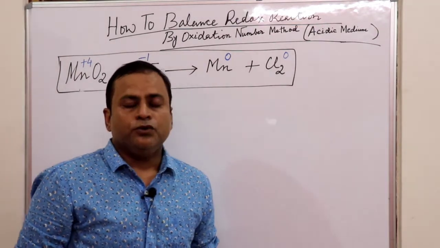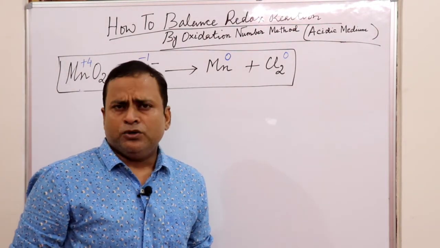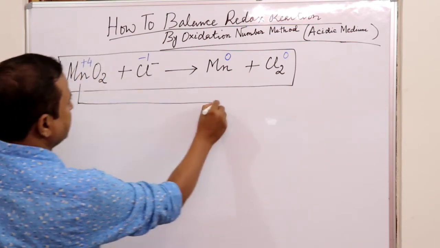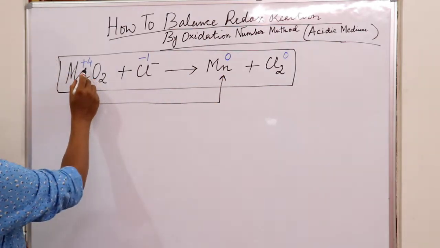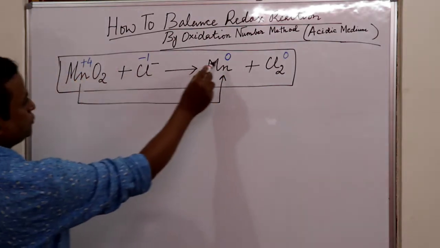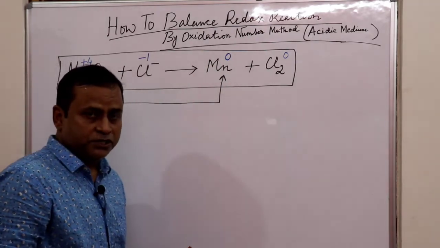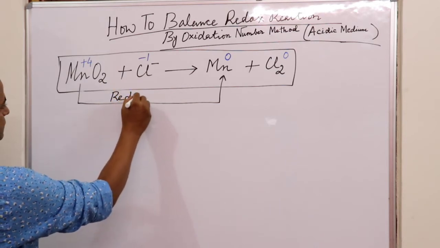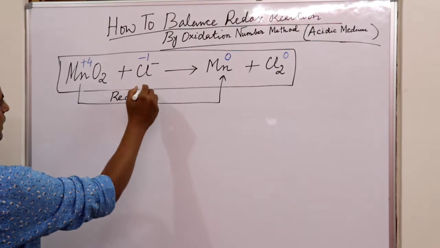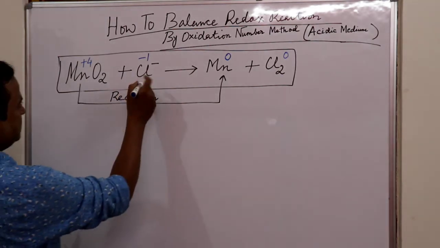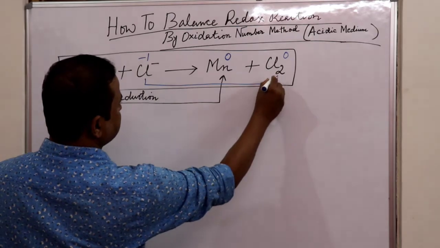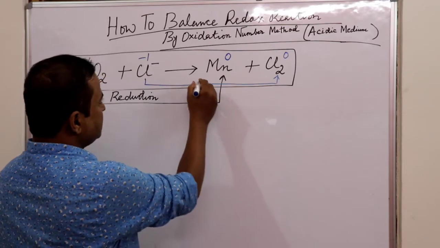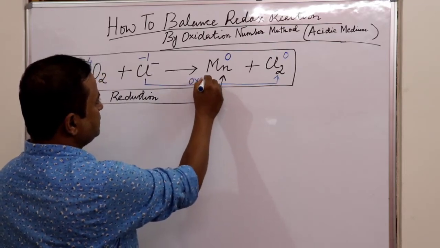How can we do that? We can find that by looking at the change in oxidation number. So see here, MnO2 after reaction, what happens? The oxidation number decreases from +4 to 0. A decrease in oxidation number means it is undergoing reduction. So this is reduction. And in the case of Cl minus, -1 has become 0. So there is an increase in oxidation number, so we can say this is undergoing oxidation.